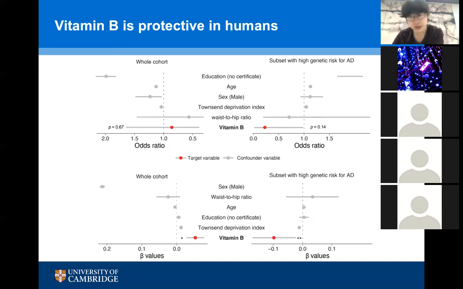So then the partial conclusion here is that perhaps vitamin B is protective in humans against Alzheimer's disease. At least it might have some effect. But obviously, this is an observational study. It's not a clinical trial. So further studies perhaps are required to validate this association with better controls. But this is, again, suggestive of a protective effect of vitamin B intake in humans against Alzheimer's disease.